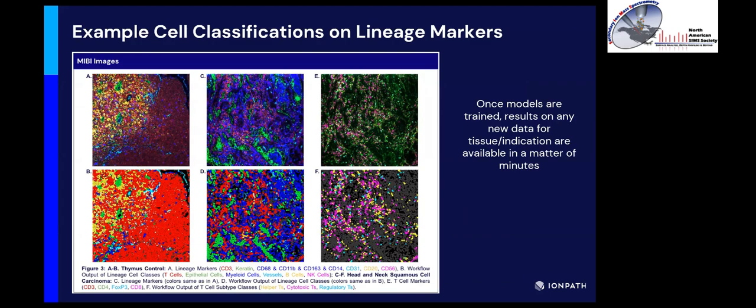Here you're seeing the raw MIBI images on the top. In A, we have thymus. In B, we have, C, we have head and neck squamous cell carcinoma, and same thing in E and F. And then in the bottom image, you're looking at those images, but they were segmented into single cells, classified based on the probability returned from the ML model. And so you can see all of the different cell types that are there.